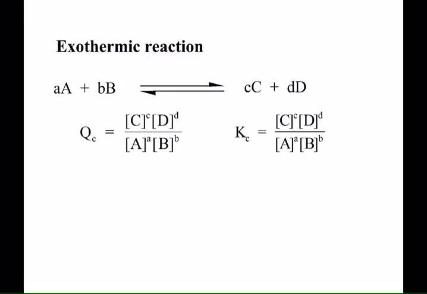What do you think? Yeah. We'll have more CD. Exactly. Or sorry, AB. We'll have more AB. If we have more AB, okay, do you see where actually our Kc is going to be smaller at the higher temperature for an exothermic equilibrium? And that's what this is.